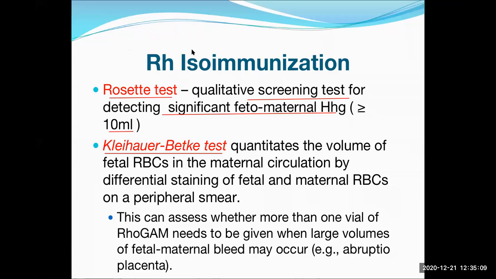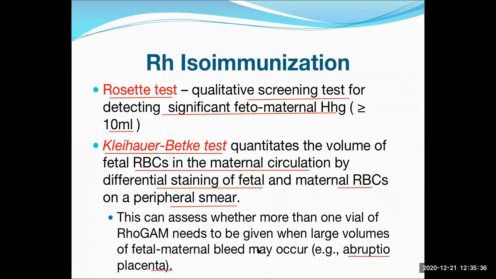See here. It quantitates the volume of fetal RBC in the maternal circulation by differential staining of fetal and maternal RBC on a peripheral smear. So this can assess whether more than one vial of RhoGAM needs to be given when a large volume of fetal-maternal bleed may occur, like in abruptio placentae, or not.